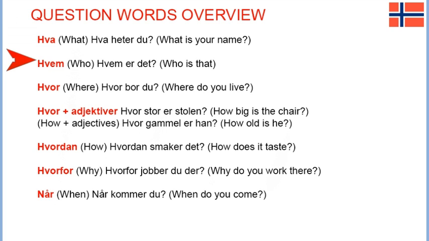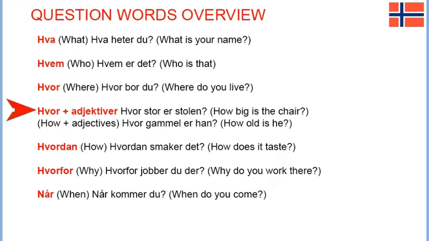Hvem, hvem er det? Hvor, hvor bor du? Then hvor plus adjectives. Here hvor is used the way you use how in English, so that changes a little bit in Norwegian. For instance, hvor stor er stolen? How big is the chair? Hvor gammel er han? How old is he?